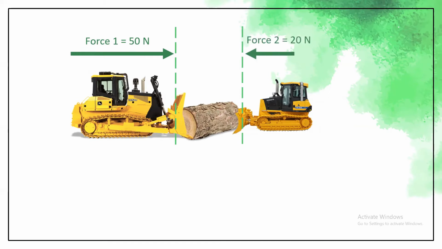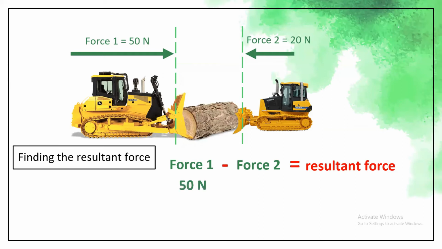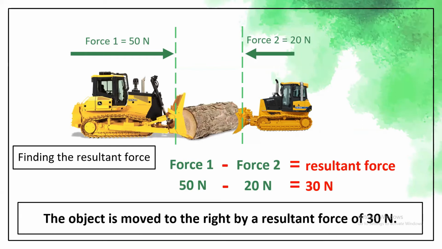How do we get the resultant force? What we're going to do is subtract the smaller force from the larger force to get the resultant force. For case 2, the direction of the resultant force will be based on the direction of the larger force. So force 1 is 50 Newton and force 2 is 20 Newton. 50 minus 20 is equal to 30 Newton. So 30 Newton now is our resultant force. Let's say the object is moved to the right by a resultant force of 30 Newton. That is for case 2.